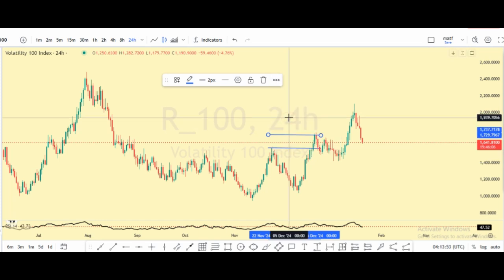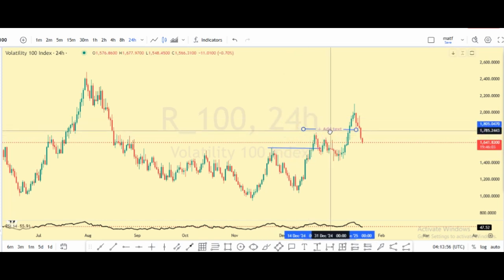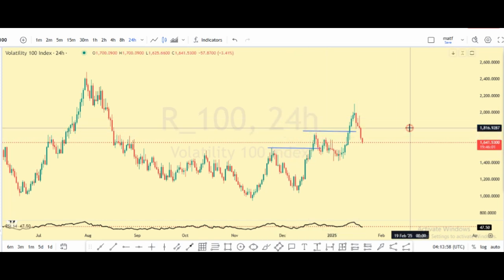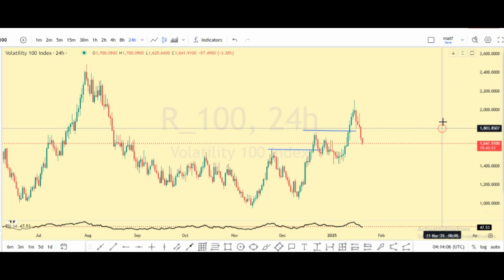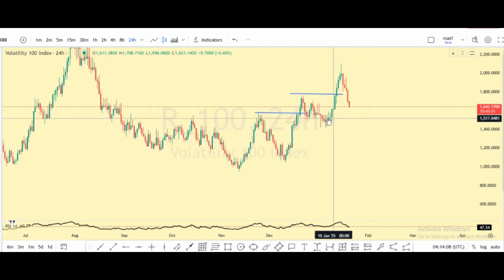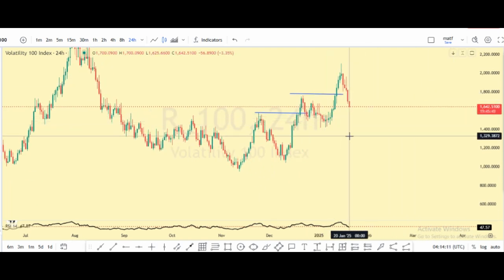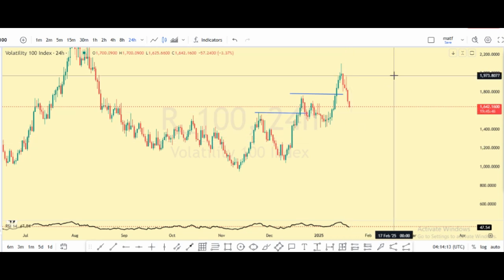So we're currently moving to the upside, but currently what we're seeing is a pullback. Price is currently retracing back, looking for a targeted area. This is like a demand zone. Price is moving down to the demand zone to supply to the upside.